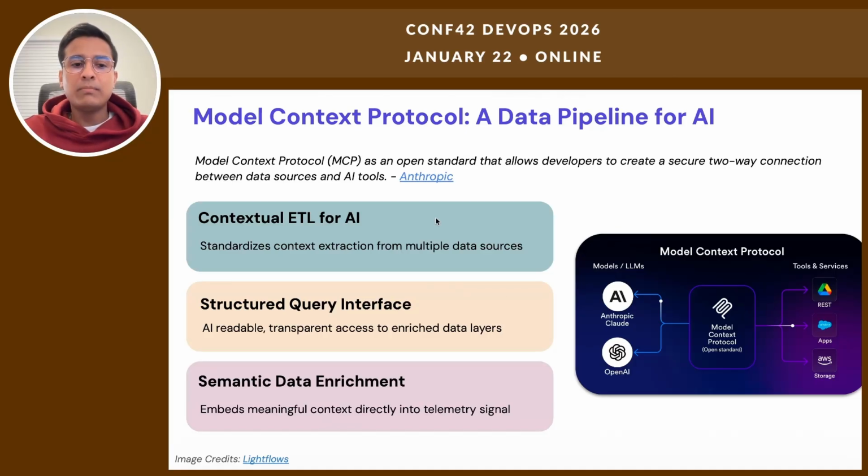There are three key components here. One is the contextual ETL for AI. For any AI model, the most important part is how we provide them the right context and data. It standardizes the context extraction for multiple data resources, basically defining a schema of what our data should look like across different services and resources. Then a structured query interface so that the AI models can interpret and get transparent access to these enriched data layers. The semantic data enrichment embeds meaningful context directly into the telemetry signal that we have received, whether it be metrics, logs, or traces.